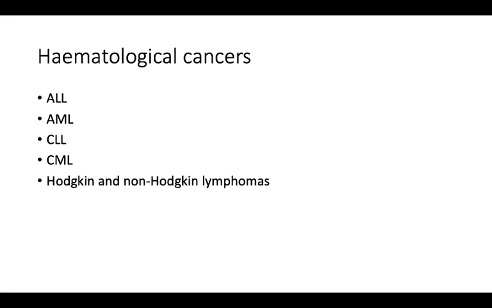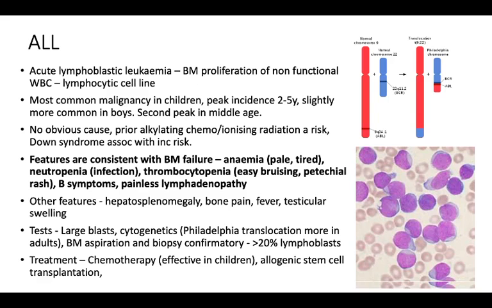So now we're going to move on to the hematological cancers. In this section we will cover ALL, so acute lymphoblastic leukemia. We'll look at acute myeloid leukemia, chronic lymphocytic leukemia, and chronic myeloid leukemia, and we'll also look at Hodgkin and non-Hodgkin lymphomas. Okay, so let's start off with ALL.